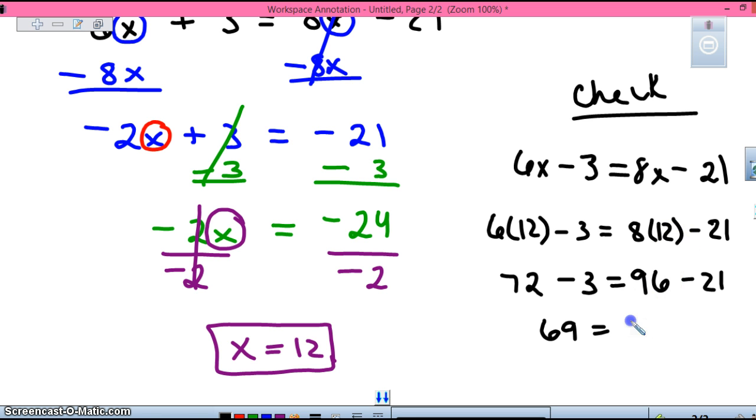So what happened? Is this correct? No. That means we did something wrong. What did we do wrong? Oh, I see. The mistake is right here. This should be a plus 3. This should be a plus 3, so I copied down the problem wrong. 72 plus 3 is 75, equal to 75. So now is our problem correct?